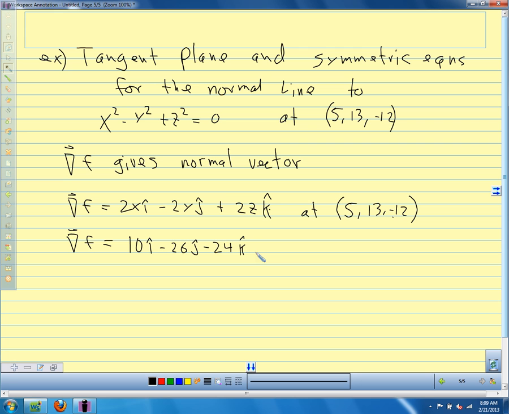What if we wanted a unit normal vector? What would we have to do? Divide by the magnitude. So some of your problems are going to ask you for a unit normal vector. You need to work with a unit vector. So if you need a unit vector, you divide by the magnitude.